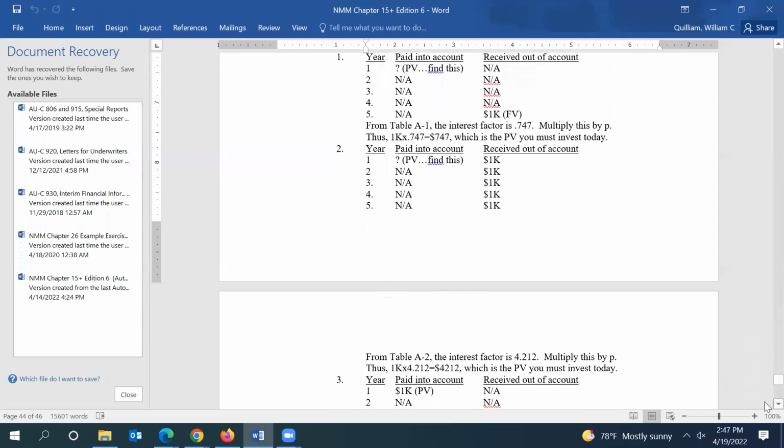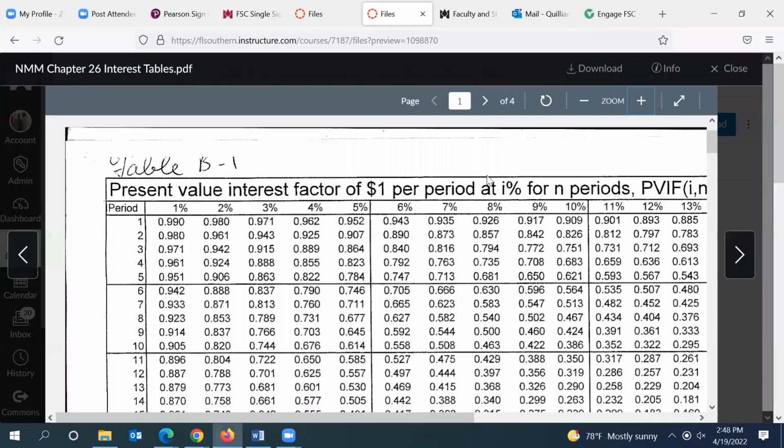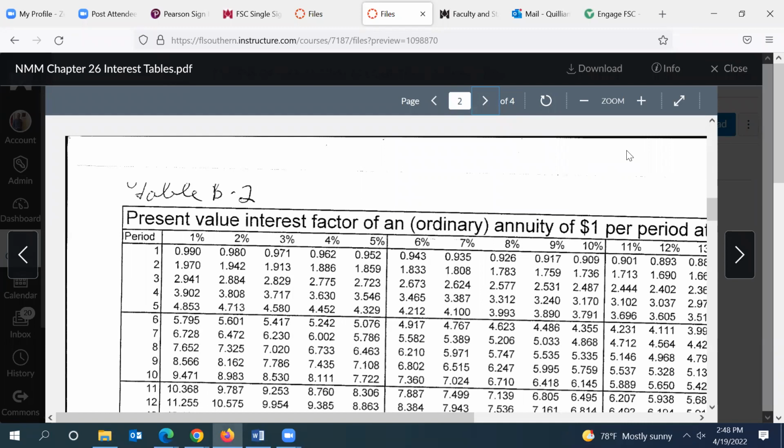So what are we going to do? Let's go to table number 2. So table number 2, as we look here, again, the number of periods is 5. Then going over the column which says 6%, we get an interest factor of 4.212. Everybody see that? Alrighty.